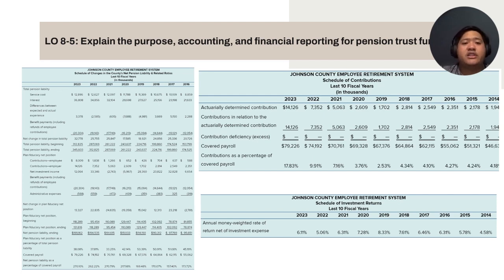And lastly, the schedule of investment returns. This schedule presents the annual money-weighted rate of return on pension plan investment for each of the last 10 fiscal years. This internal rate of return on pension plan investments is calculated net of pension plan investment expense and is adjusted for the changing amounts actually invested.